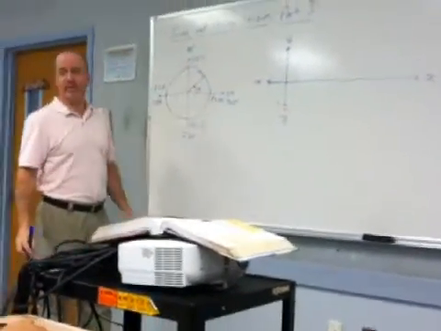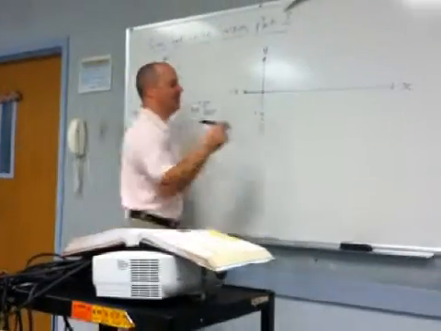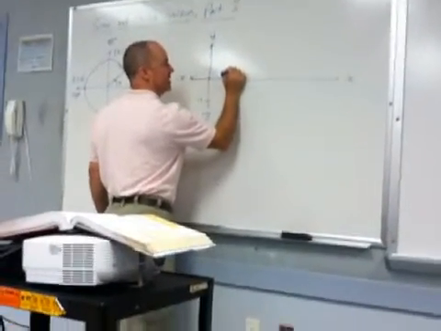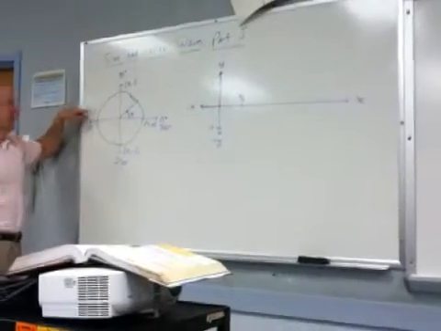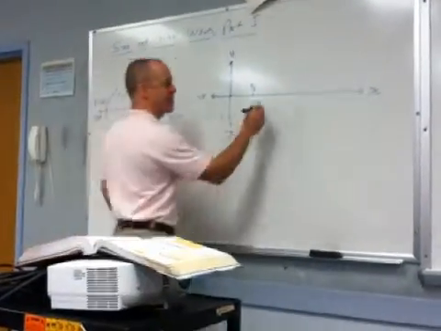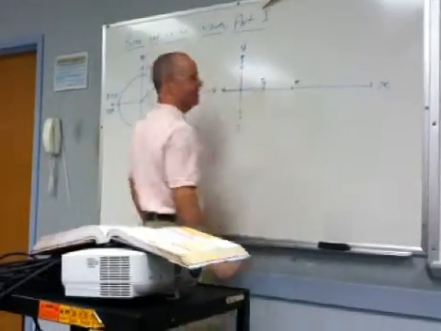90 degrees is how many radians? Pi over 2. Pi over 2, 1/2 pi. Again, I'm going to label this a specific way, and you may want to wait till I'm done to make sure I do it right. 180 degrees is how many? 1 pi. Pi radians.